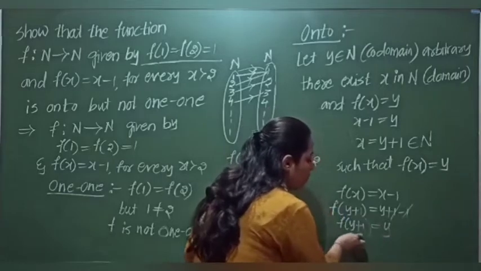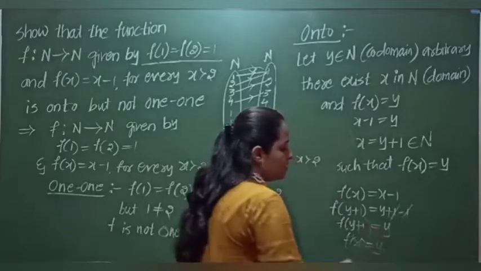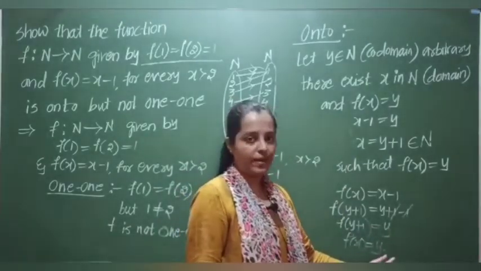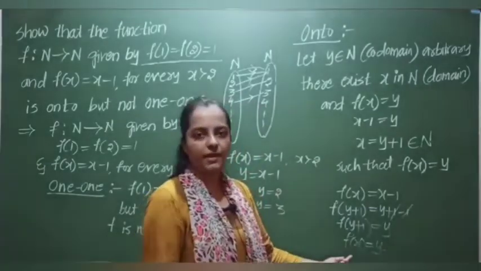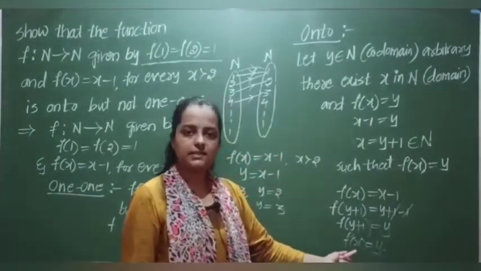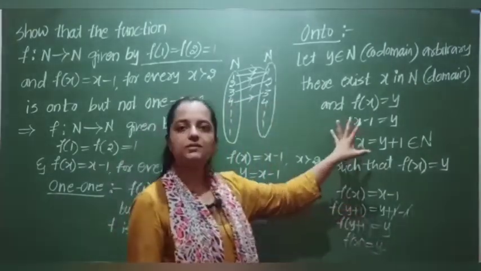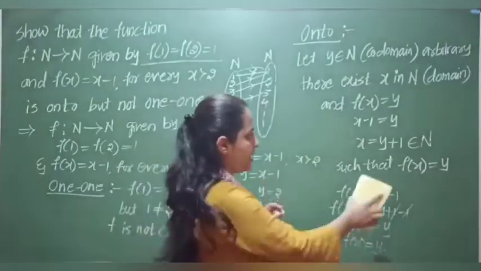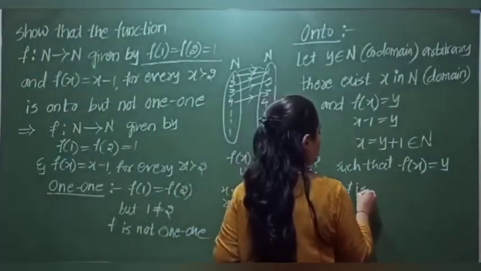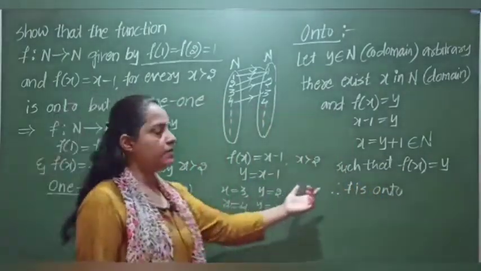Its meaning f of y plus 1. y plus 1 means what? x. We have shown f of x is equal to y. For each and every element of the codomain there exists a pre-image. This means for all the elements in the codomain, a pre-image exists in the domain. f of x is equal to y. So therefore this function is onto function. Okay, that's all for this one, up to here just observe. f is not one-one but f is onto.